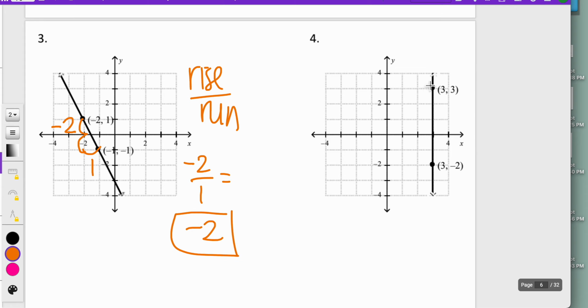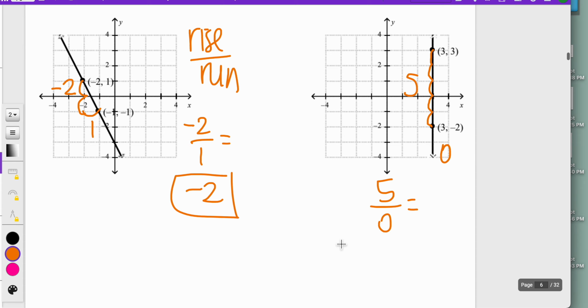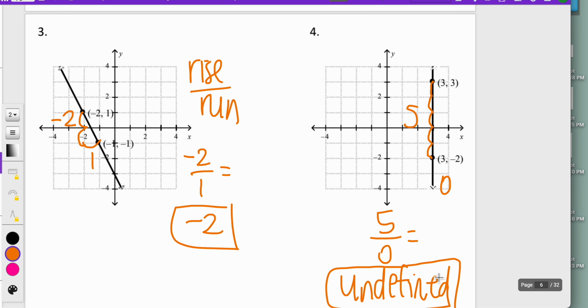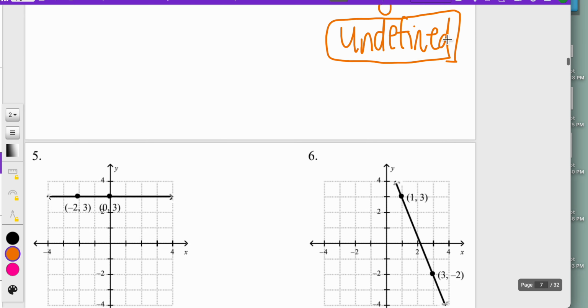For number 4, though, your rise could be either up or down 1, 2, 3, 4, 5, but your run is 0. And anytime we have something at 0 on the bottom, we have to say this is undefined for my slope. Okay? A lot of you just have the undefined slope memorized. You know what it looks like. It's a vertical line. Okay?